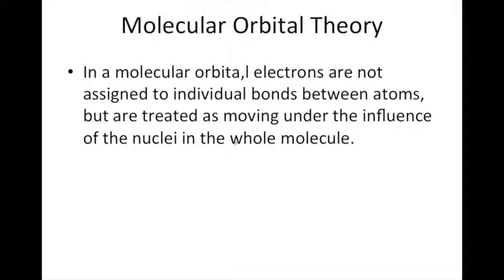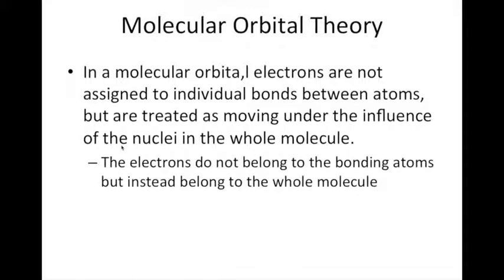In a molecular orbital, electrons are not assigned to individual bonds between atoms. So instead of an s or a p orbital, these orbitals disappear, and the electrons are treated as moving under the influence of the nuclei for the whole molecule. So the electrons are not just localized to individual atoms. Instead, the electrons are free to move around the entire molecule. Put another way, the electrons do not belong to the bonding atoms. Instead, they belong to the whole molecule. This is a very different thought than we saw with valence bond theory, which maintained atomic orbitals.